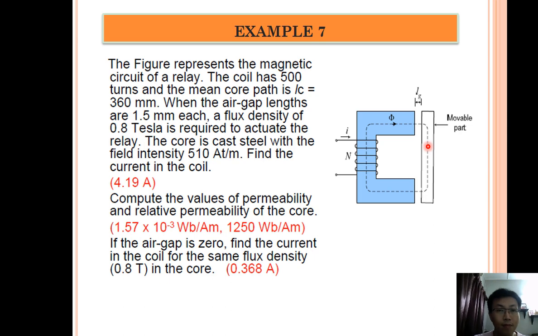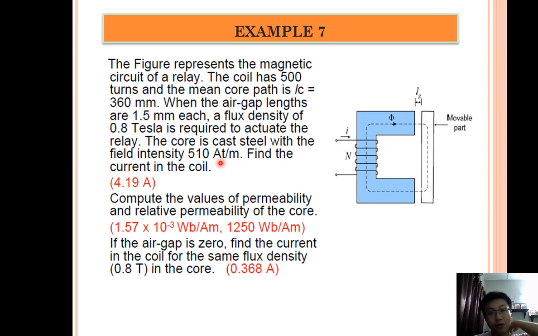Maybe I'll go through it first. The figure represents the magnetic circuit of a relay. The coil has 500 turns, and the mean core path LC is 360 mm. The air gap length is 1.5 mm here. A flux density of 0.8 Tesla is required to actuate the relay. This one we need 0.8 Tesla.